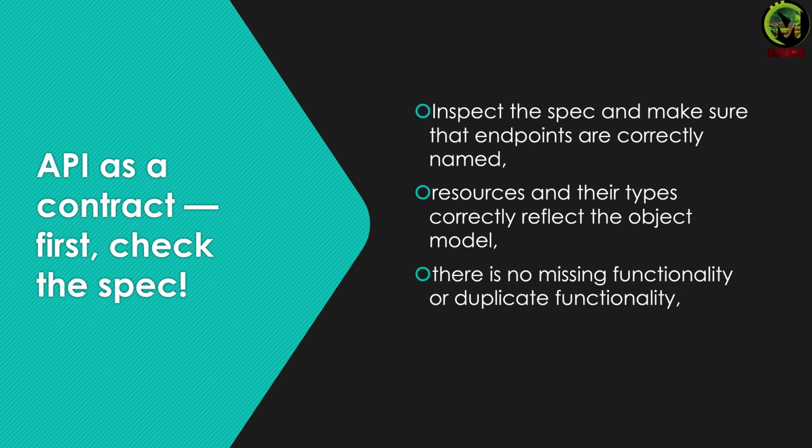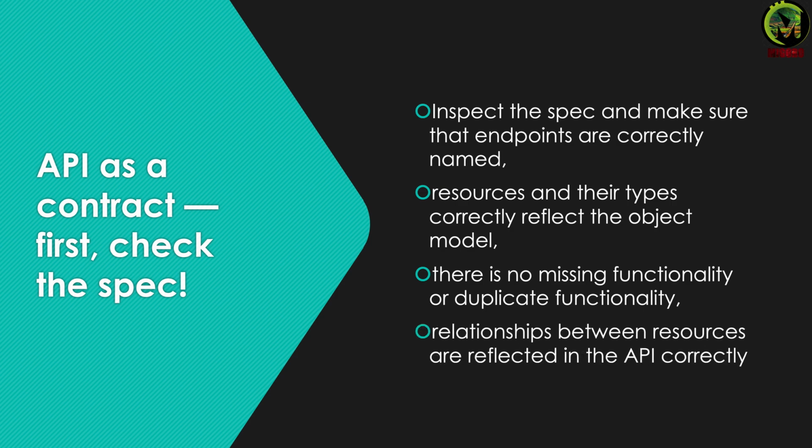We got to ensure that there are no missing functionalities. Endpoints should return the right data without losing anything. There should be no duplicate functionality as well, which means no two endpoints should return the same data. That would not look like nice design, right? Verify the relationships between the resources are reflected in the API correctly.